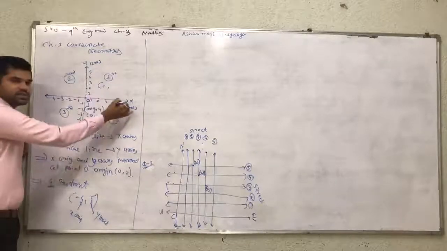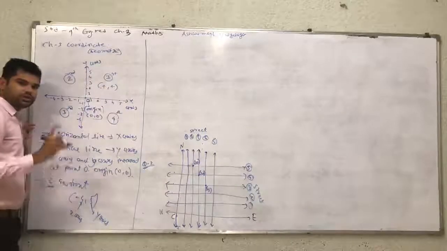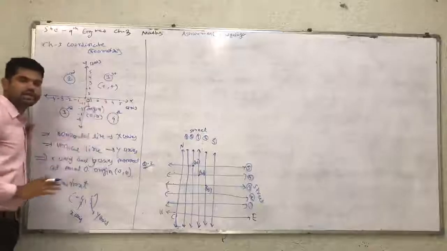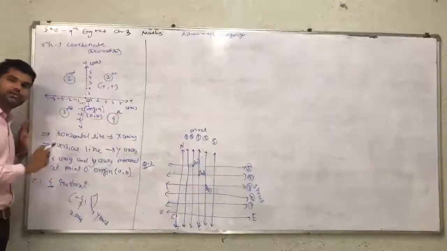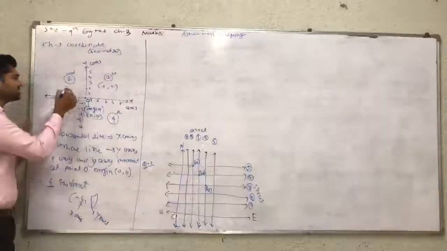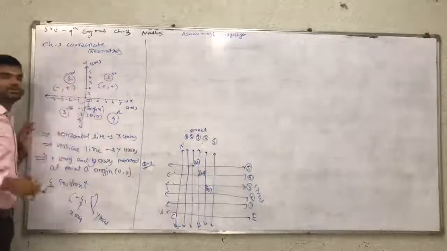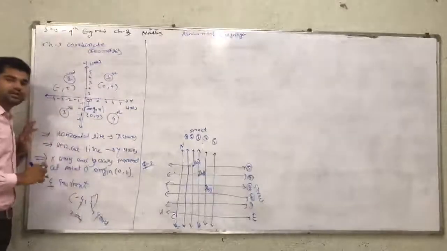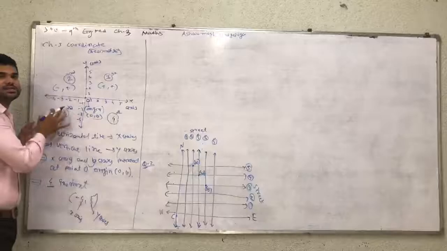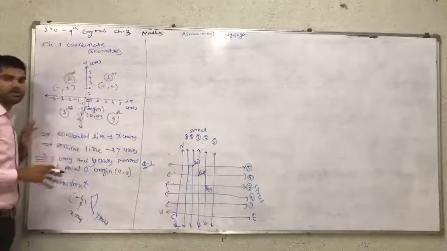In the first quadrant, the x-axis coordinate is positive and the y-axis coordinate is also positive. So in the first quadrant both values are positive. In the second quadrant, the x-axis value is minus and the y-axis value is plus. So in the second quadrant, x is negative and y is positive.